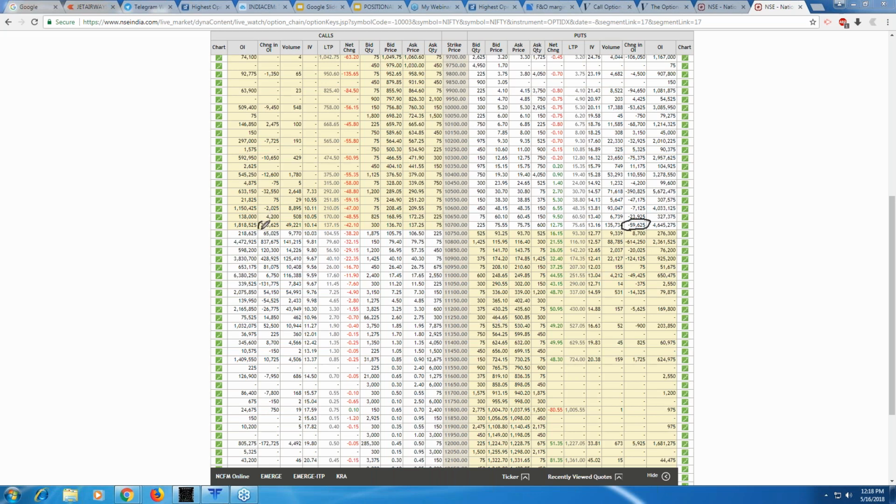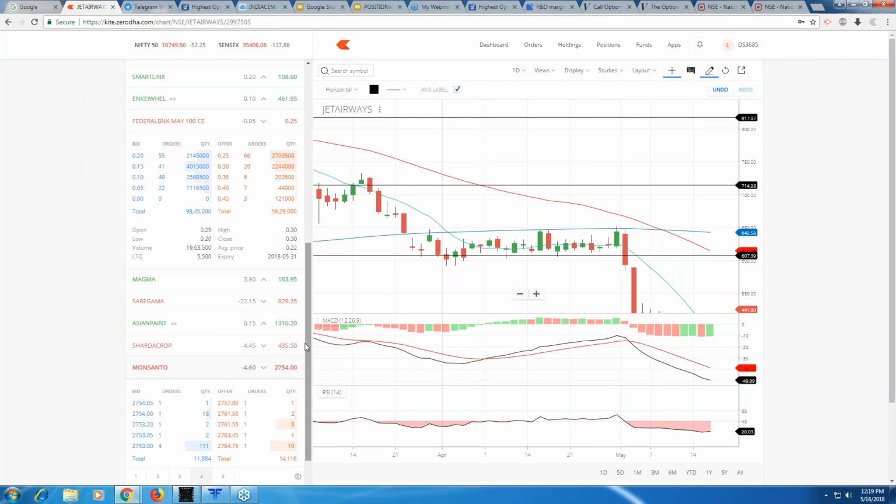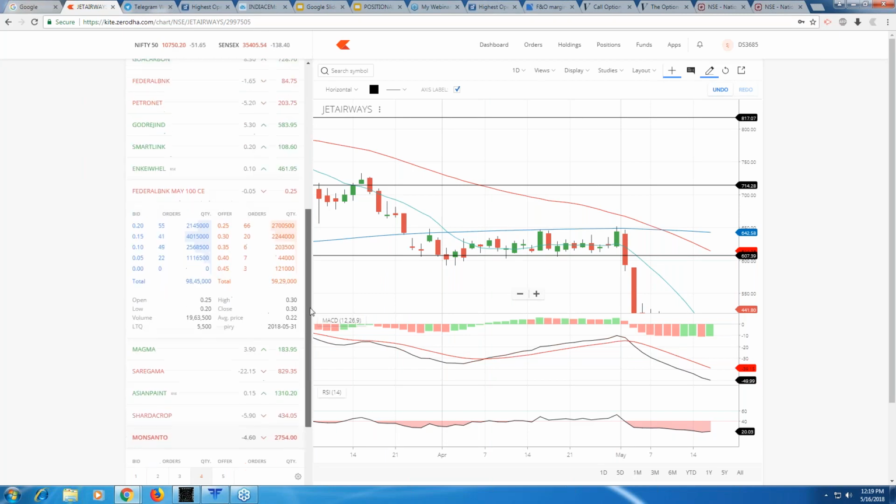At the same time, they are writing calls here. Writing means they believe that the market will not go above this level. At this point, you can see the huge call writing happening. That means in today's date, the market will not go above 10,800. They have sold this option and collected the premium. Latest traded price is 79.60, and they've already collected 32 rupees. Let me show you the 10,800 call.